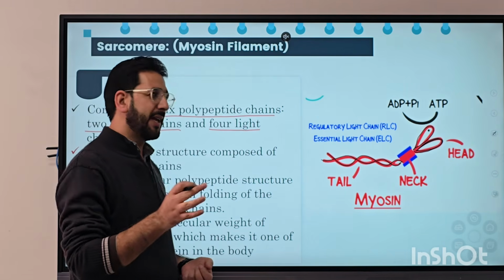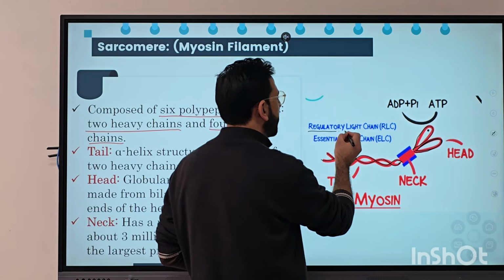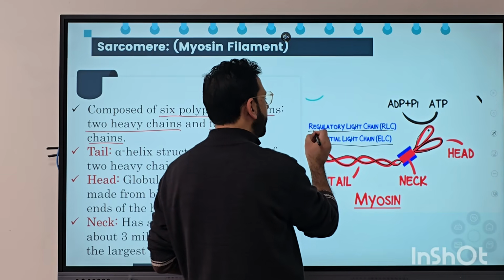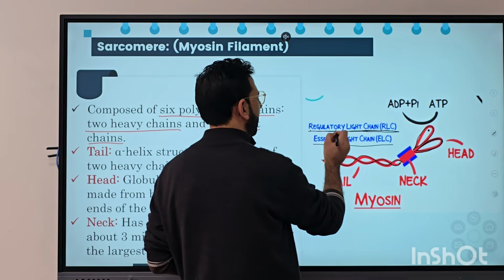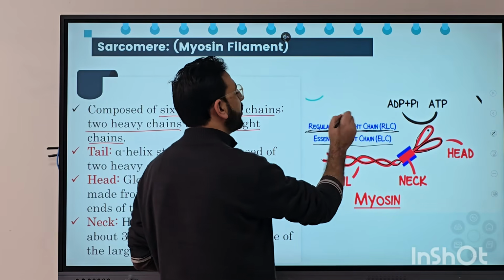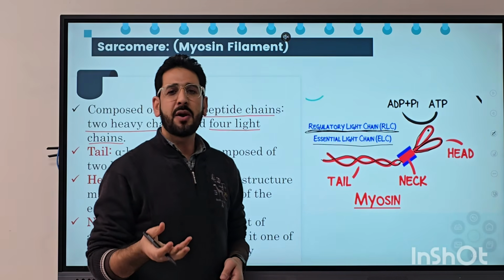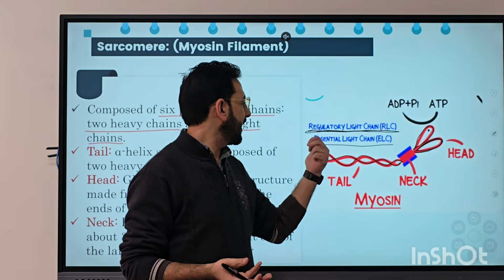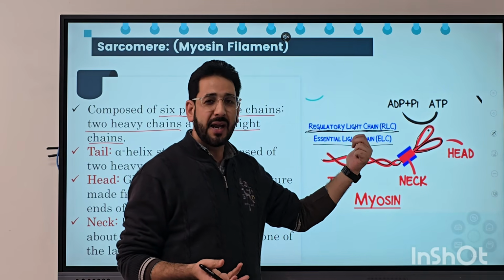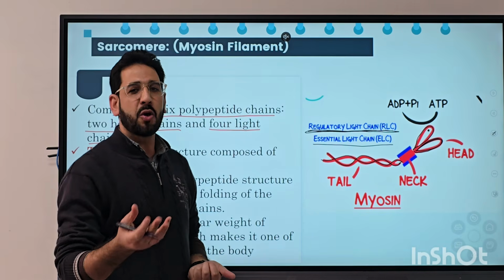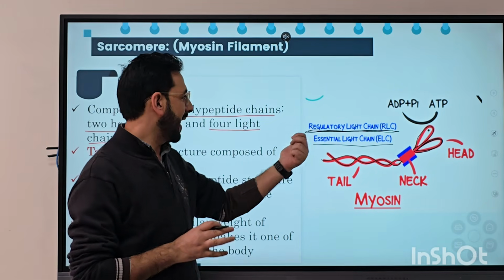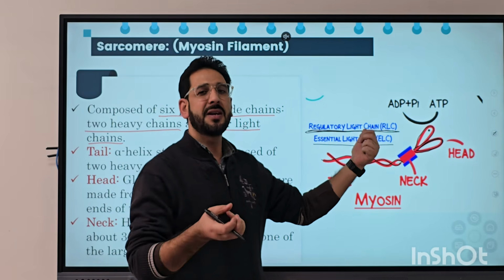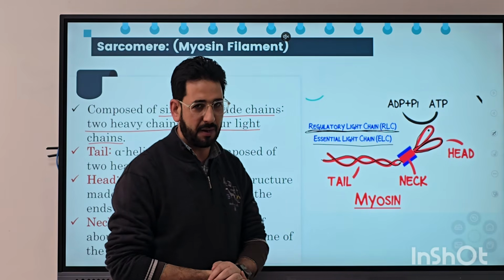And those light chains, they can be the regulatory light chain and they can be the essential light chain. A regulatory light chain is actually regulating the function of myosin, or regulating the head of the myosin. And the essential light chain maintains the structure of the head and the tail. And the regulatory light chain contains certain enzymes and it controls the function of the myosin basically.